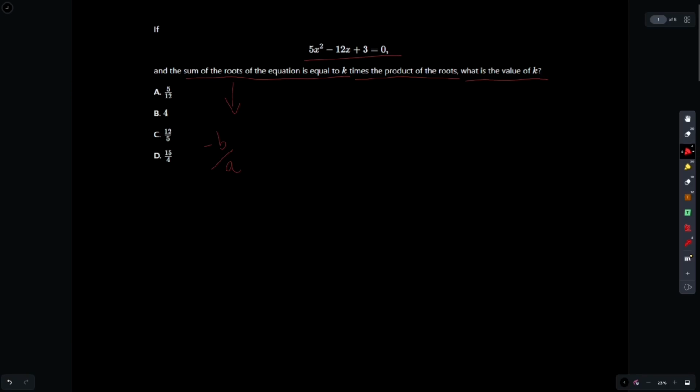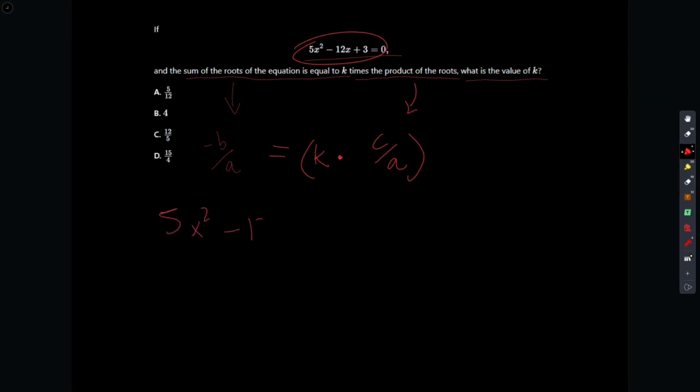Change my pen to be a little bit thicker here. And the product of the roots is equal to c divided by a. And we're told that the sum of the roots is equal to k times the product of the roots. So now that we know that the sum of the roots is negative b over a, and the product of the roots is c over a, we can construct our equation, which should be negative b over a is equal to k times c over a. So this is our equation, right? And so now all we have to do is extract a, b, and c from this equation up here.